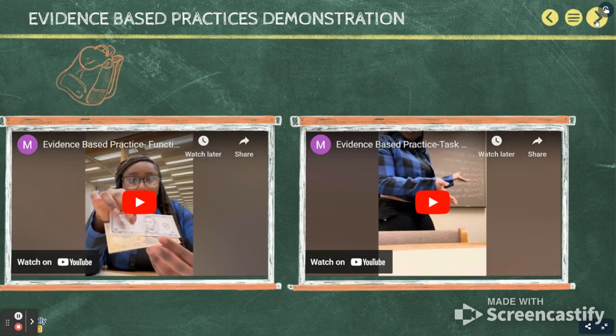So here I've demonstrated two of the evidence-based best practices that I talked about in the previous slide, and hopefully you found them helpful when you watched them.